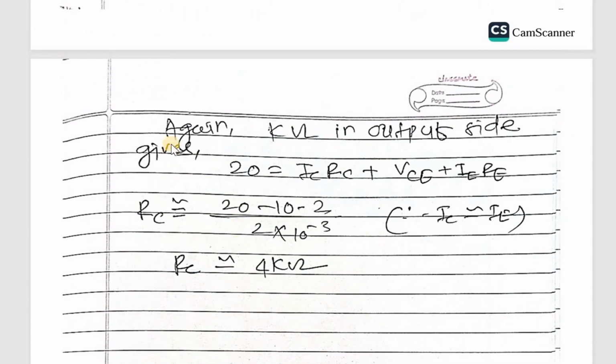Another value we have to find is the value of RC also, again applying KVL in the output side. Then 20 equal to IC RC plus VCE plus IE RE, then RC equal to 20 minus 10 minus 2 upon 2 into 10 to the power minus 3, that is RC nearly equal to 4 kilo ohm.